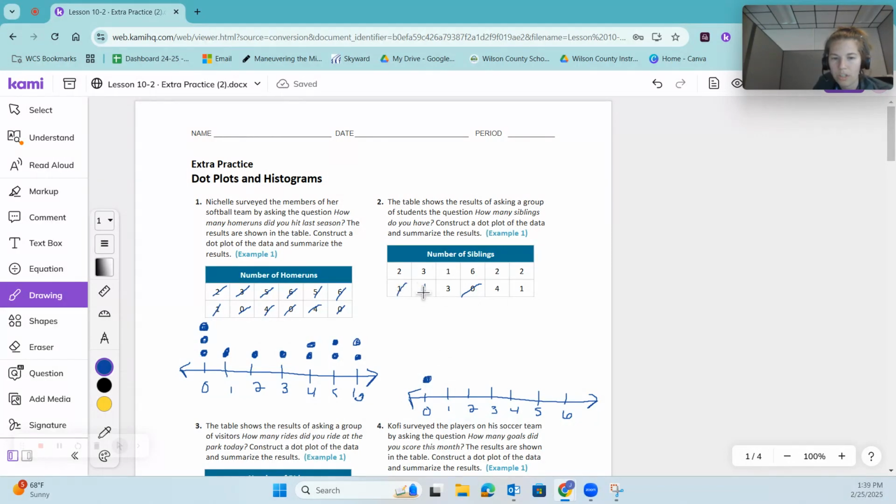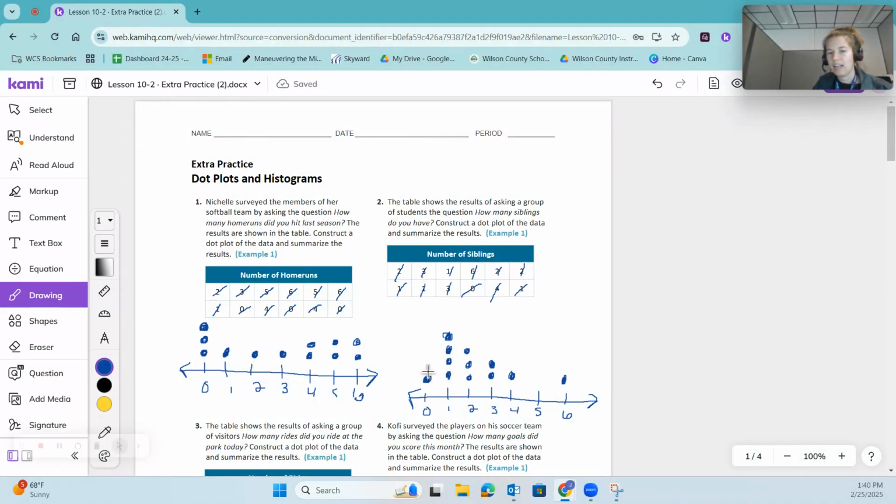I have 1, 2, 3, 4 people with 1 sibling. And then I've got 1, 2, 3 people with 2 siblings. I've got 2 people with 3 siblings, 1 person with 4 siblings, 0 with 5, and 1 with 6. So here is our dot plot.